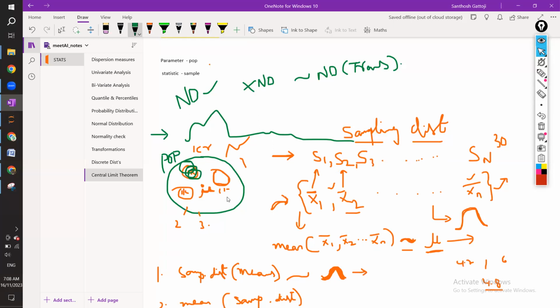Okay, that will not serve the purpose. The samples should be identical, meaning different from each other but with the same size. That means 30 from here, 30 from here, 30 from here. Okay, 100 from here, 100 from here, 100 from here.